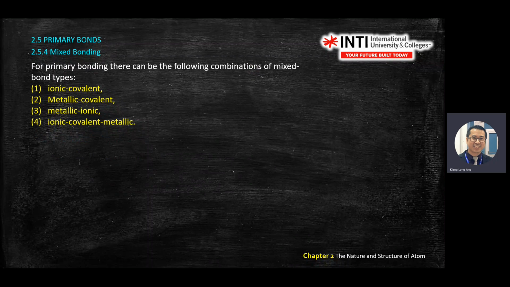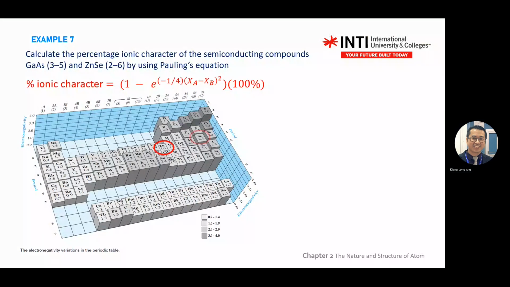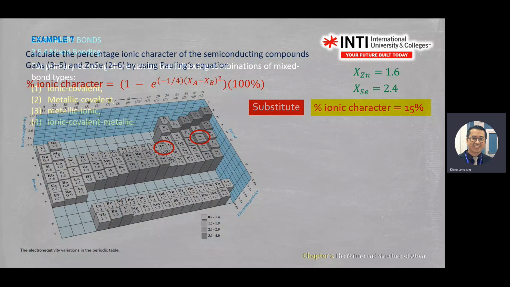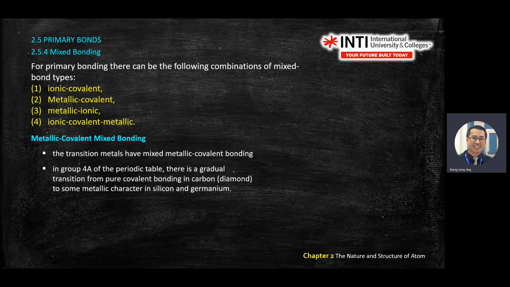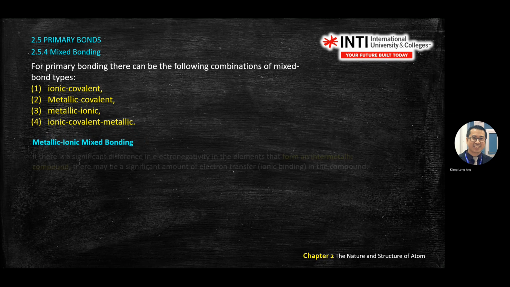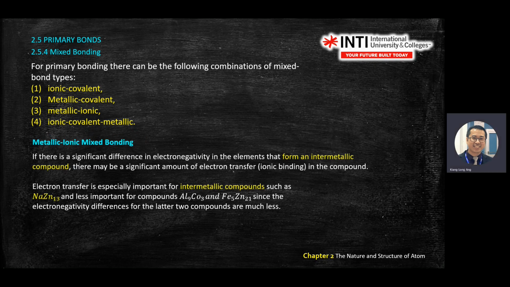Only for ionic-covalent bonding do you need to find the ionic character. The other ones you don't need. Metal covalent, you read: normally they are in group 4A in the periodic table. The rest you read.